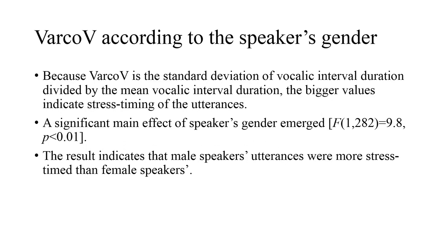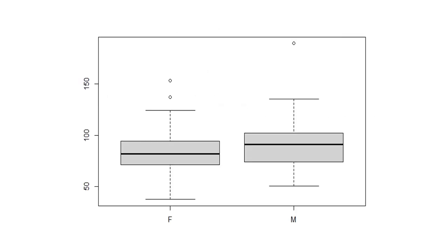The third investigation was focused on VarcoV. Because VarcoV is the standard deviation of vocalic interval duration divided by the mean vocalic interval duration, the bigger values indicate stress timing of the utterances. There was a significant main effect of speaker's gender. The result indicates that male speakers' utterances were more stress-timed than female speakers'. This is the box plot of the results.